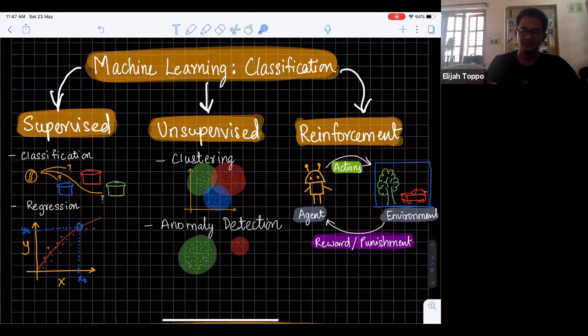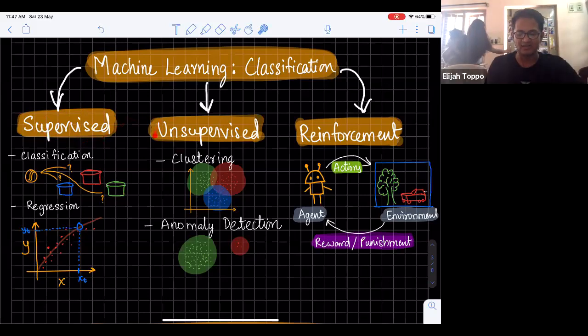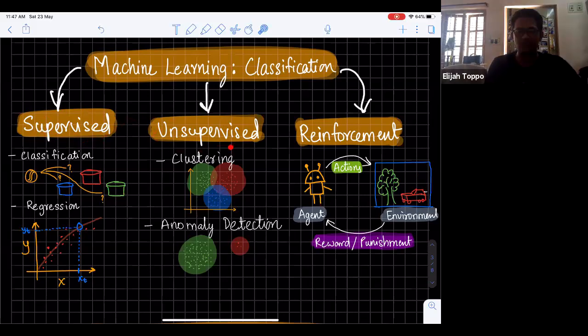So we have supervised, unsupervised, and reinforcement. Supervised is where I have labeled data. I know what the right answer is. Unsupervised is when I don't have labeled data. I don't know what the right answer is. I'm trying to get new insights from the data. Reinforcement learning is where I'm trying to train an agent to do something by interacting with the environment.